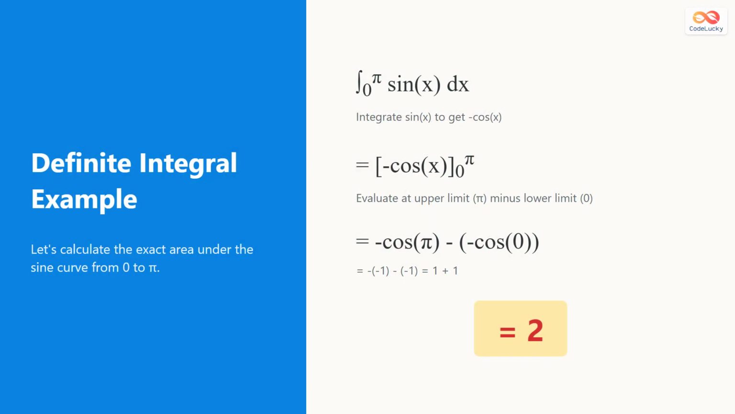Now for a definite integral. Let's calculate the integral of sine x from 0 to pi. First, we integrate sine to get negative cosine. Then, we evaluate this at pi and subtract the evaluation at 0. Negative cosine of pi minus negative cosine of 0 simplifies to 1 plus 1, which equals 2.